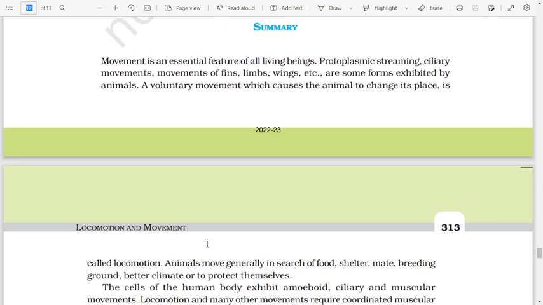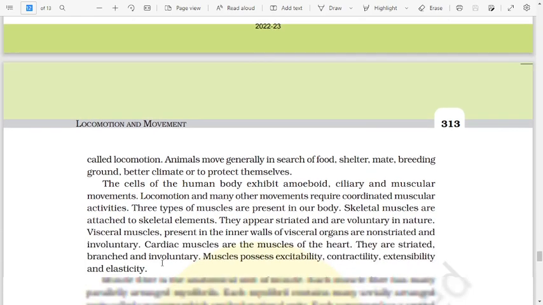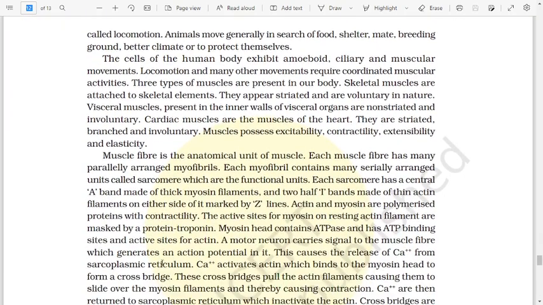Summary: movement is an essential feature of all living beings. Protoplasmic streaming, ciliary movements, and the movement of fins, limbs, wings, etc. are some forms exhibited by animals. A voluntary movement which causes the animal to change its place is called locomotion. Animals move generally in search of food, shelter, mate, breeding ground, better climate, or to protect themselves. The cells of the human body exhibit amoeboid, ciliary, and muscular movement. Locomotion and many other movements require coordinated muscular activities.